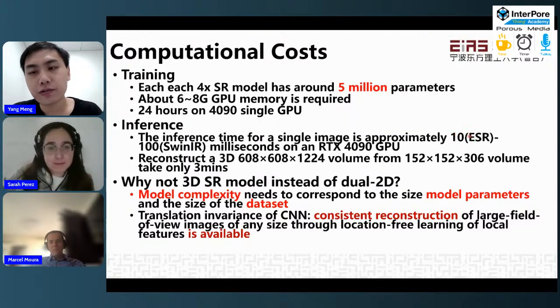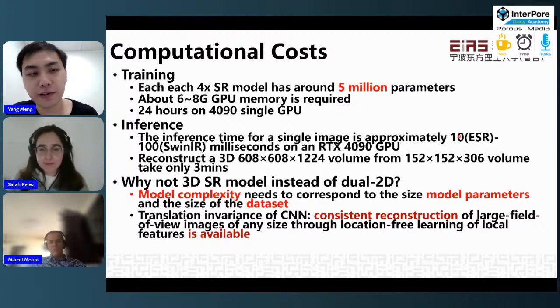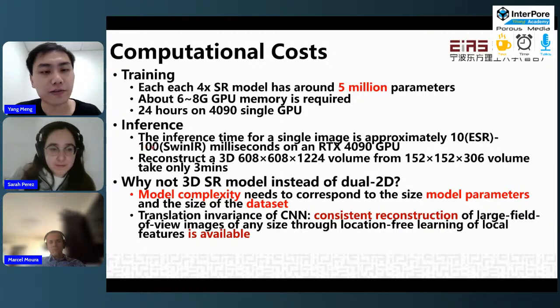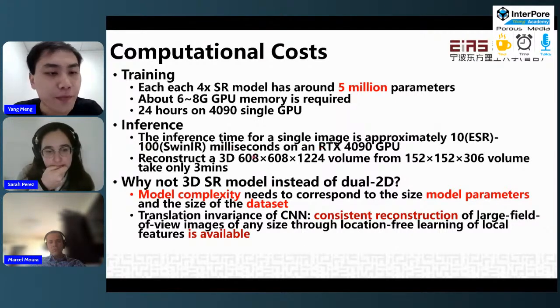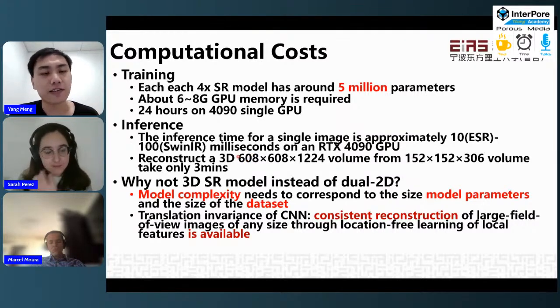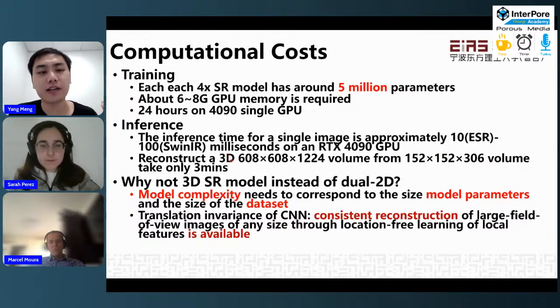In the traditional convolutional neural network, it takes about 10 milliseconds on a single 4090 GPU, and the Swin Transformer architecture will be slower. It's about 100 milliseconds on a single 4090. We also tested the time consumption for constructing a 3D volume, with 600 as input and 1200 as output, and after reconstructing this 3D volume, it takes about 3 minutes.